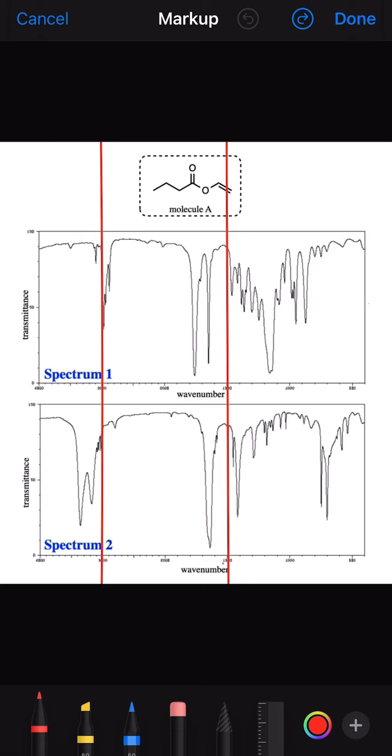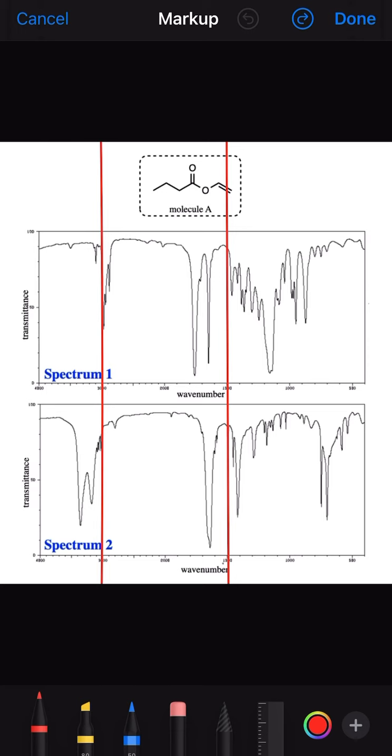And then also just to confirm that, we can see that molecule A has an alkene here, as well as alkanes here. And if we take another look at the IR chart, we know that alkenes can peak at 1630 to 1680, which, looking at spectrum 1, we can see that there is a rough peak in between 1600 and 1700, which indicates an alkene.